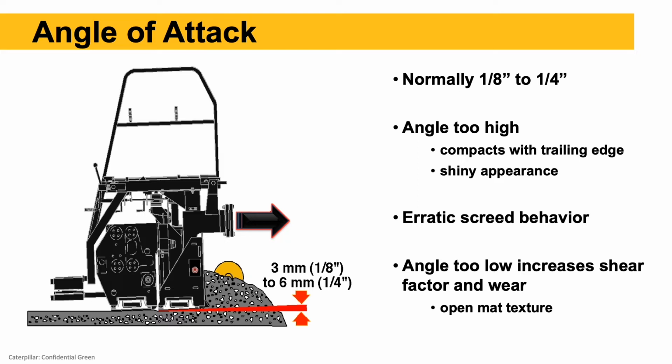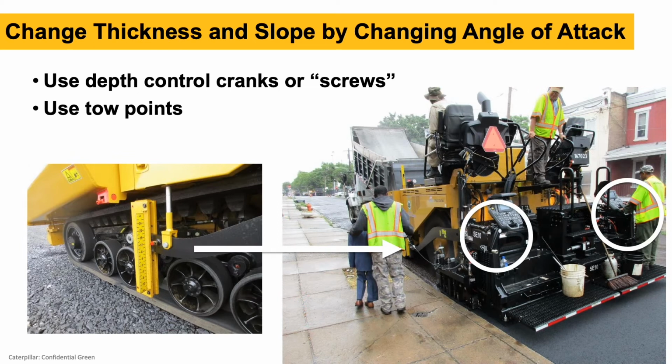If the angle's too low, it increases the shear factor and wear, and we're going to see an open mat texture. So angle of attack is very, very critical. To change thickness and slope, we change the angle of attack. We use the depth cranks, or sometimes called the screws, on the screed. So there's one on the left side, one on the right side, is one way to change thickness.